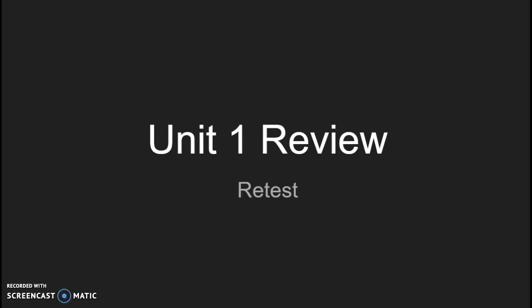Okay, we're going to review today for the Unit 1 government test. This will be for the retest. You will have a couple of questions that you will answer that are going to be open-ended questions. So as you go through this Edpuzzle, you're going to listen to the content and then answer some questions that are going to prepare you for your retest.